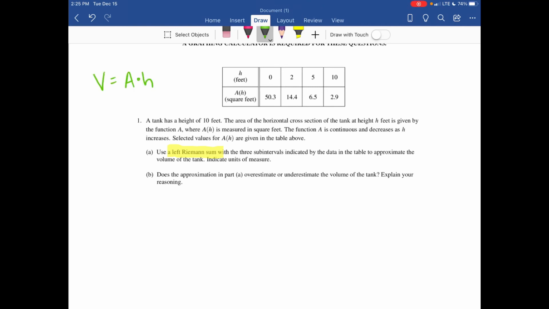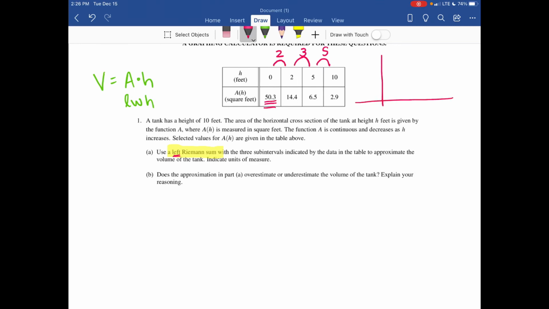And we all know volume is just area times height. For example, if it's a rectangular prism, it would be length times width times height. So the first thing that we want to do here is identify what the widths are because they vary. So the width of that first rectangle from 0 to 2 is 2. The width of the second rectangle from 2 to 5 is 3. And the width of the third is 5. Now if I'm using a left Riemann sum, for the first rectangle, I'm going to use the height of 50.3.